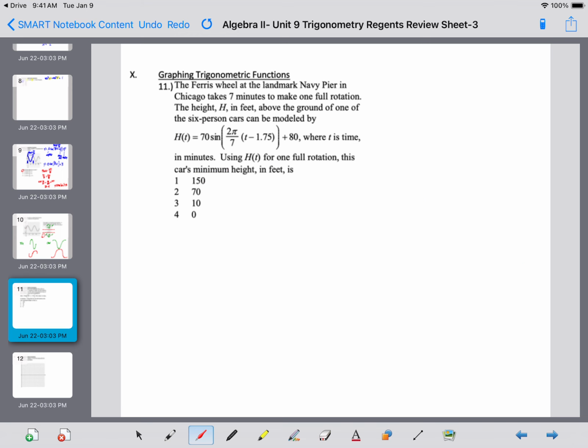The Ferris wheel at a landmark Navy Pier in Chicago takes 7 minutes to make one full rotation. So one full rotation, that's one full cycle. Your period is in 7 minutes.